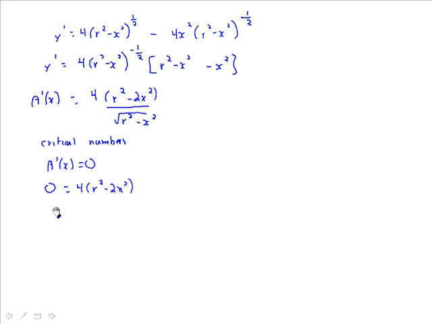Divide the 4 out, and you're going to get 0 is equal to r squared minus 2x squared. Remember, you want the x value. So 2x squared is equal to r squared. So x squared is equal to r squared over 2. And when you take the square root, you'll get r over square root 2, or you could rationalize that. Now the thing of it is, I only took the positive root because the domain was between 0 and r, so it has to be positive.